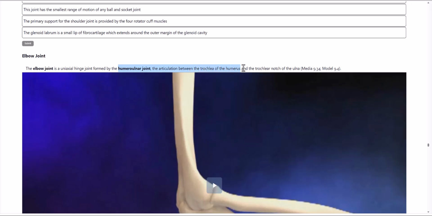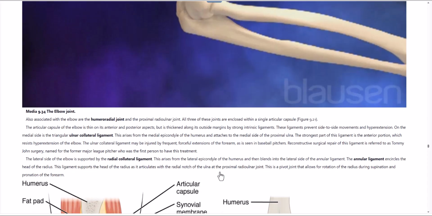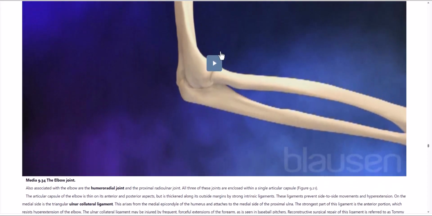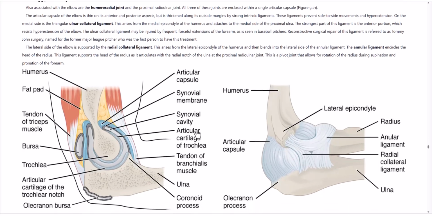You do want to know the articulation spots. And so the humeral ulnar joint is specifically between the trochlea of the humerus and the trochlear notch of the ulna, whereas the humeral radial joint is the portion where we have the capitulum coming to the head of the radius. Clearly, there has to be a lot of ligamental structures and tendons that are holding this very active joint together. So let's take a look.